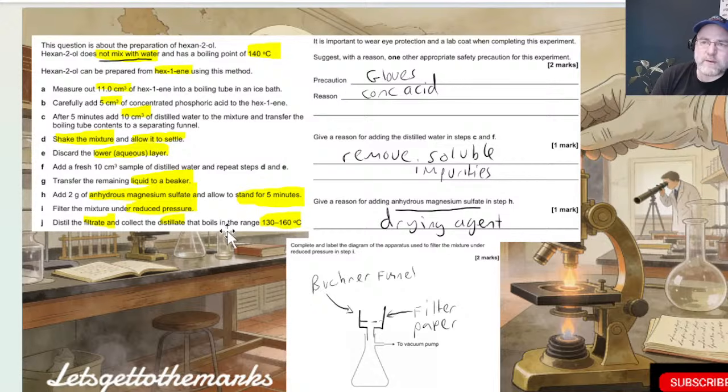And then, why do we collect the distillate? Well, it told us there it was 140 that comes off. You're also going to be asked, what is the most likely impurity with hexan-2-ol? What's the most likely impurity with hexan-2-ol?